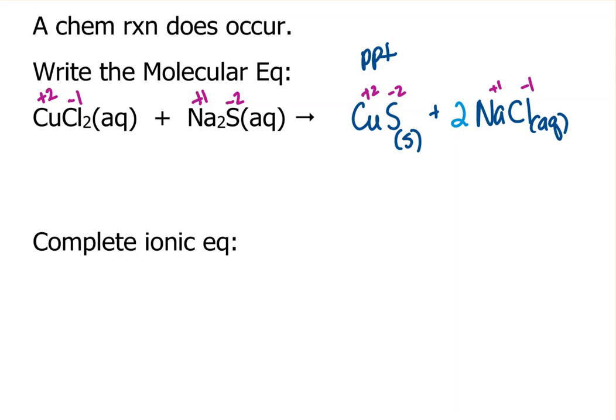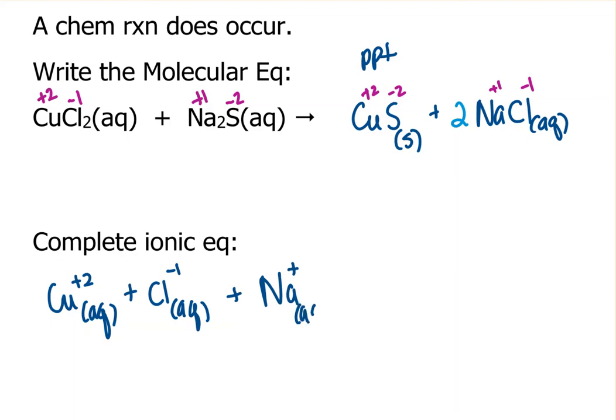Let's go on to our complete ionic equation. So in the complete ionic equation, you'll break apart anything that's a strong electrolyte. And so for ionic compounds, it'll be anything that's aqueous and ionic will be split apart into ions. So I'm going to just start here at the beginning. And then when I get to my precipitate, I'm going to keep it together.